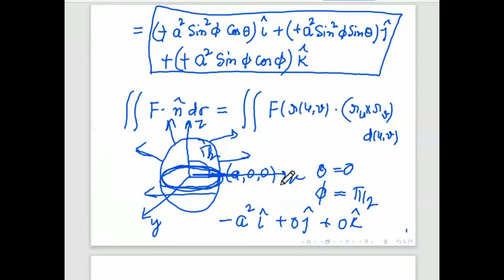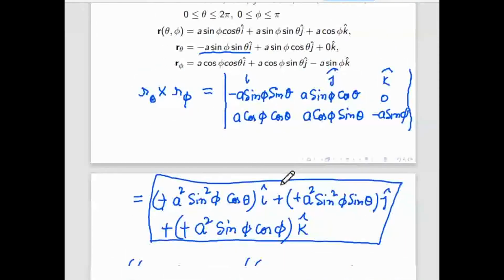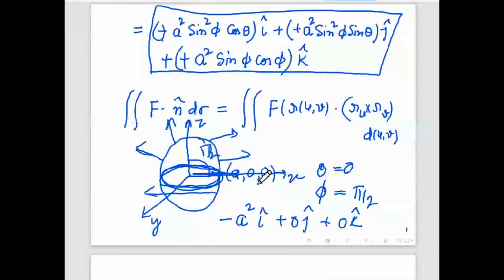Sir, how do you verify that? At that A, 0, 0? At this point A, 0, 0, the value of theta is 0 and the value of phi is pi by 2. So I put theta equal to 0 and phi equal to pi by 2 in this, which is the normal at any phi, theta. Like if you want to calculate the normal at a point, find phi and theta there, put it here, and you will get the normal at that point.